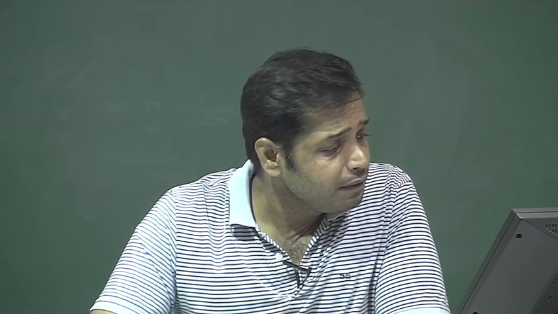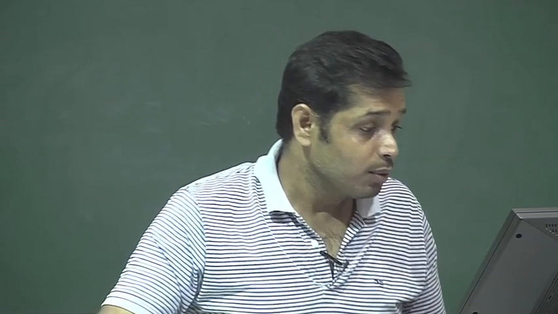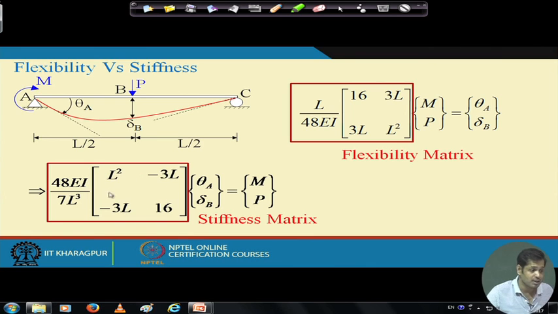So if EI is more for a given beam or a given structure, it means the flexural rigidity of the member is more, so the deflection of the member will be less. So the structure becomes stiffer. That is why this is called stiffness. Now, in this case, if EI is less, then what happens? The member undergoes more deformation.